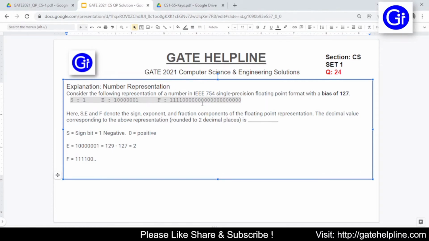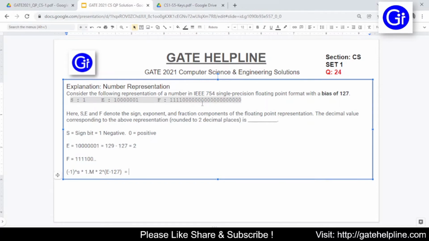So how we used to represent the numbers is, we'll first have minus 1 raised to power S, multiplied by 1 point M. You can write M or you can write F for the fraction, both are the same. Next thing is multiplied by 2 raised to power E minus 127, that is the bias, which we have already done.